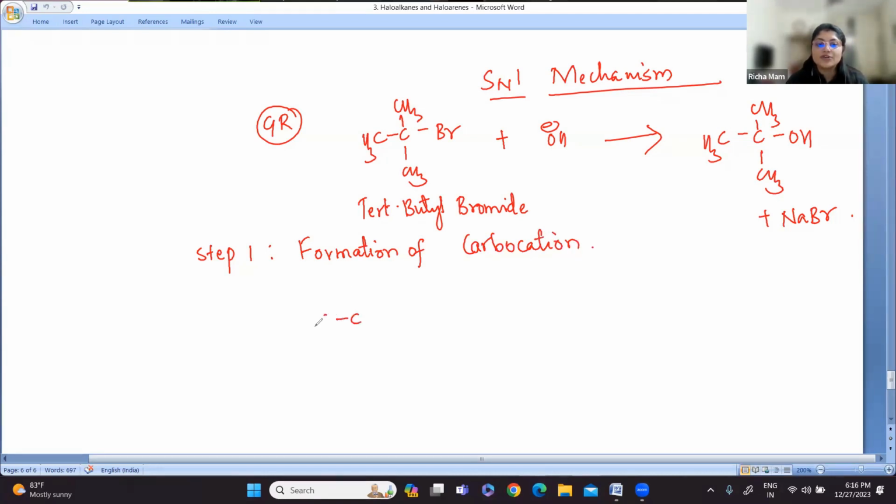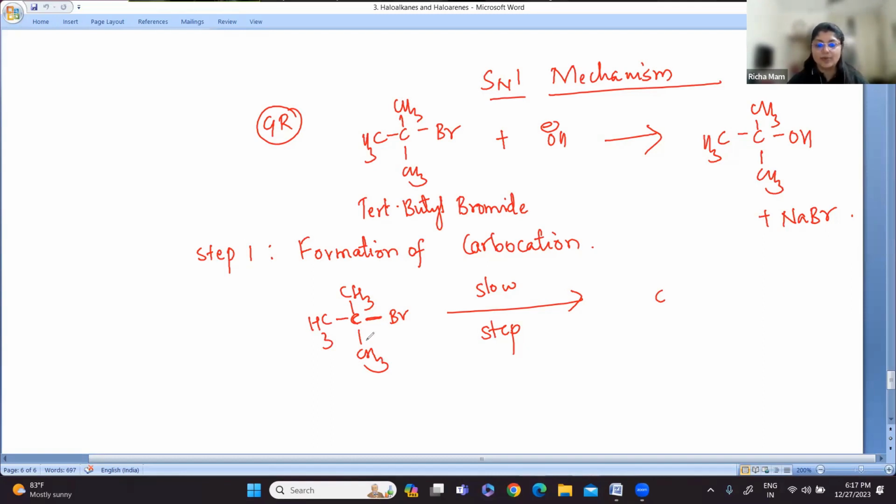So how is the carbocation formed? (CH3)3C-Br. This is a slow step. The first step is a slow step wherein the breaking of the C-Br bond takes place. This carbon-halogen bond breaks heterolytically.